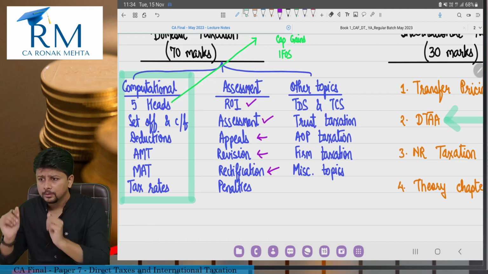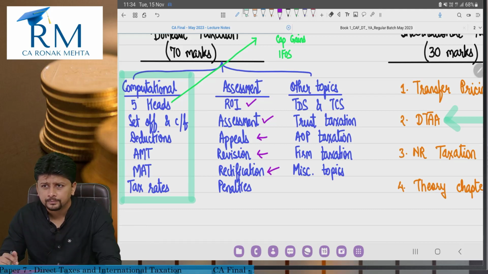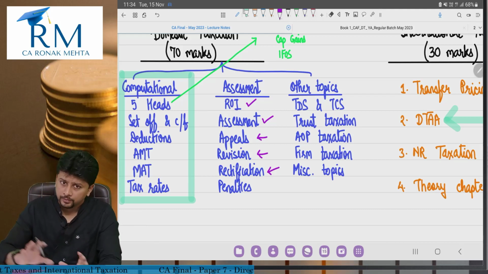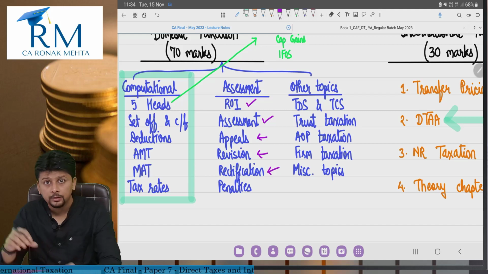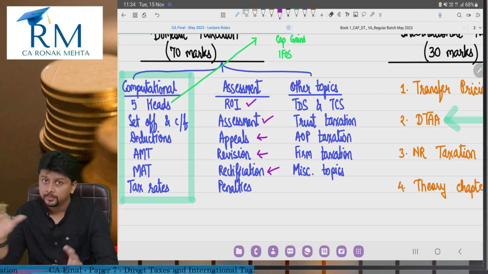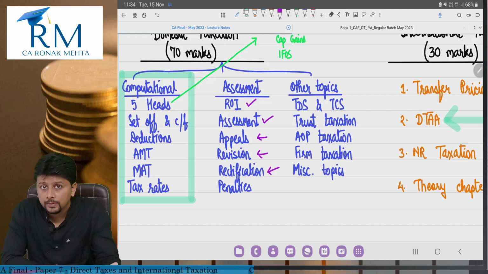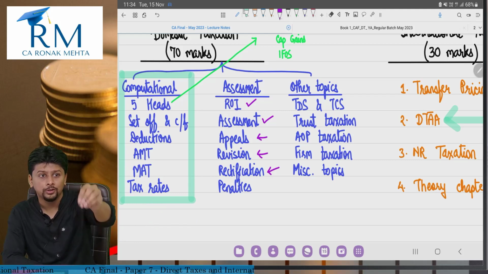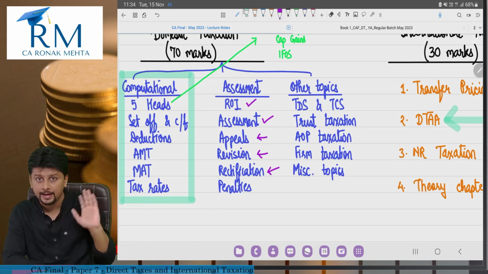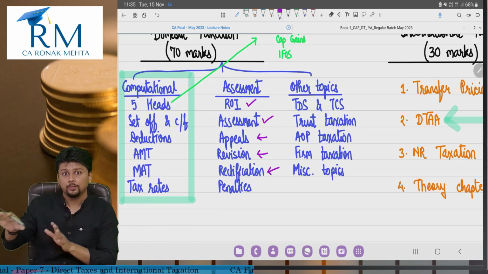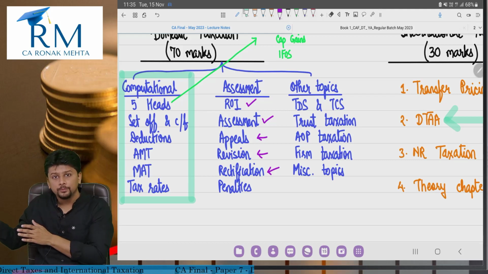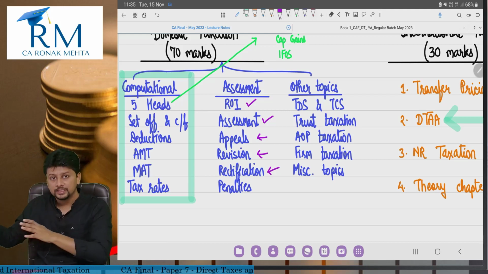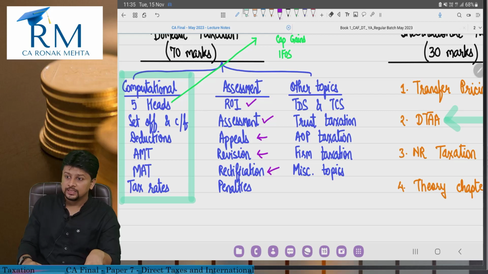Then comes the other topics. Some of them are very small and therefore I have included them under the heading other topics, but by no means should you understand it as sundry topics, or small, useless, ignorable topics. I have given the heading other topics because these cannot be classified as computational, these cannot be classified as assessment, but they are definitely part of domestic tax.